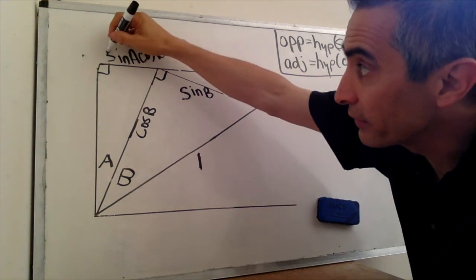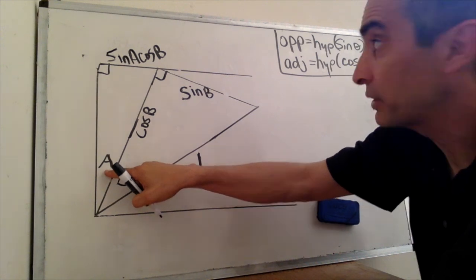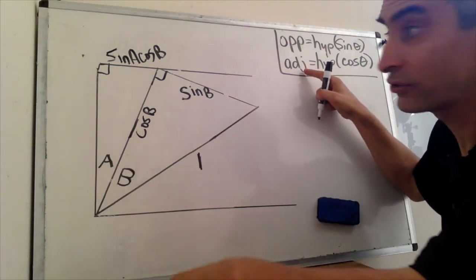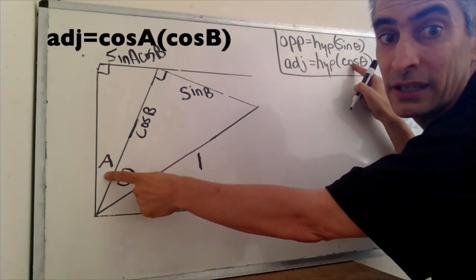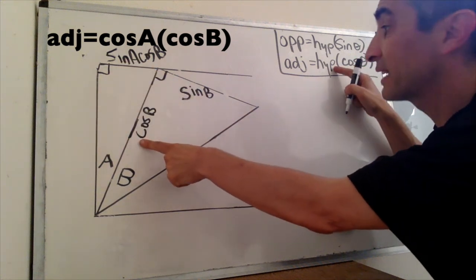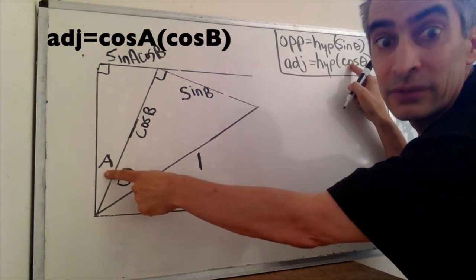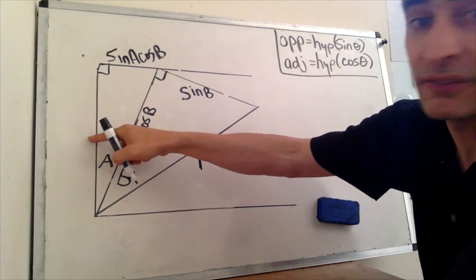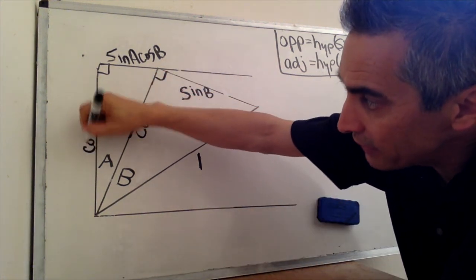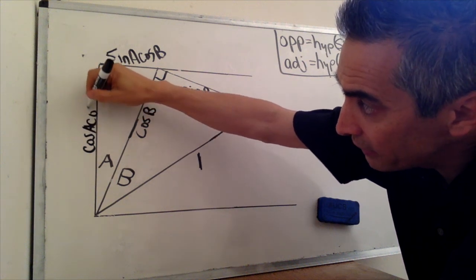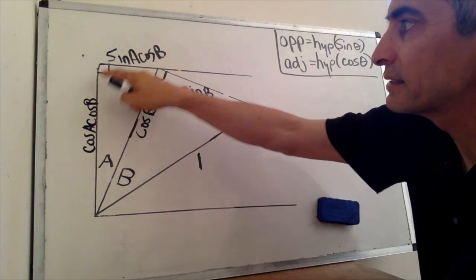Now, we have to figure out this other side right here. This side is adjacent to angle A, so we use our adjacent formula, and our adjacent formula tells us that the hypotenuse times the cosine of the angle equals this side. The hypotenuse in this case is the cosine of b times the cosine of the angle, cosine of A. So this is going to be cosine of A times cosine of b, or cosine of A, cosine b. So I write here cosine of A, cosine of b.